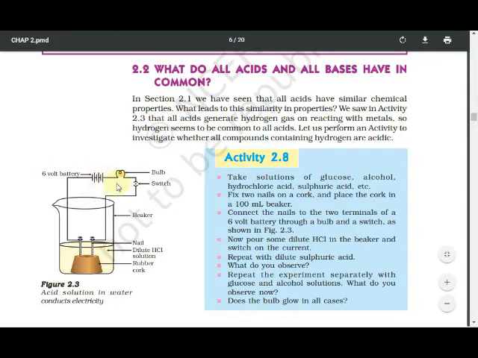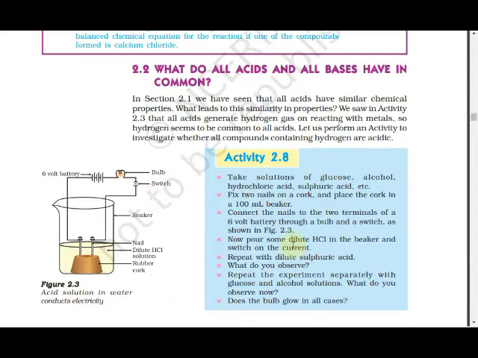A 6-volt battery is also added. A switch is also provided. The beaker is there. In the beaker, diluted HCl is given. Two nails are fixed in the rubber cork. This is the rubber cork, and electricity is produced. Take solutions of glucose, alcohol, hydrochloric acid, sulfuric acid, etc. Fix two nails on the cork and place the cork in the 100 ml beaker. Connect the nails to the two terminals of the 6-volt battery through a bulb and a switch as shown in figure 2.3. Now pour some dilute HCl in the beaker and switch on the current.